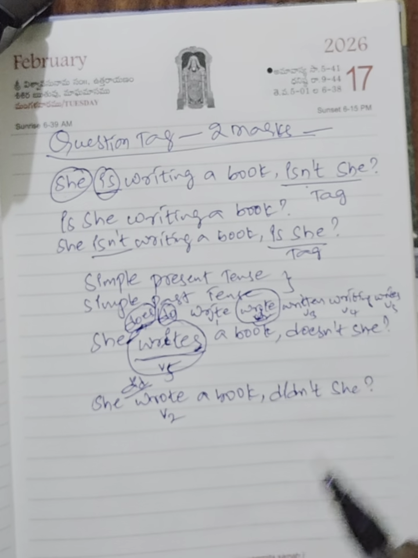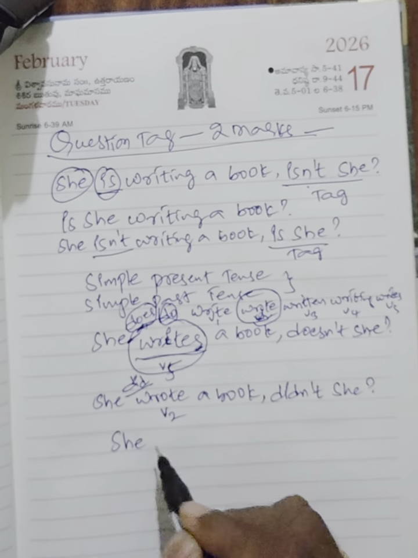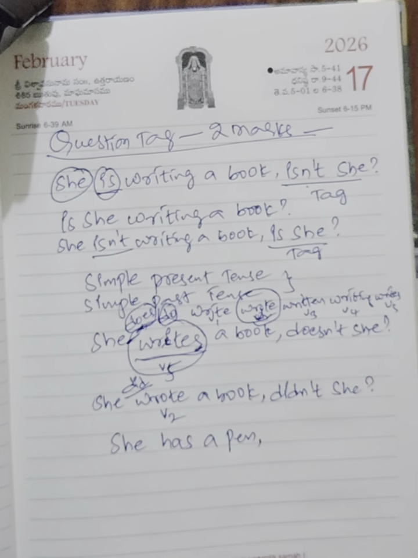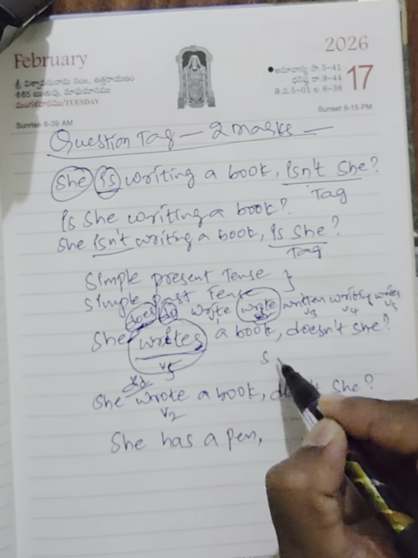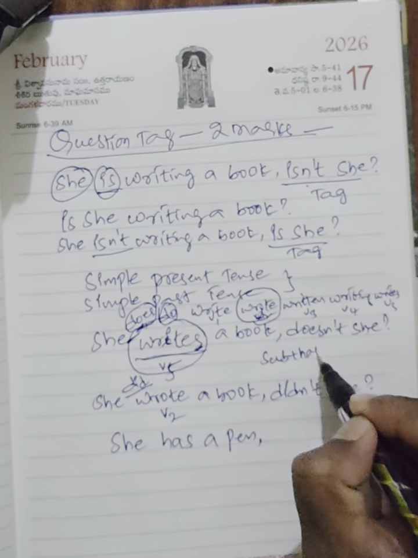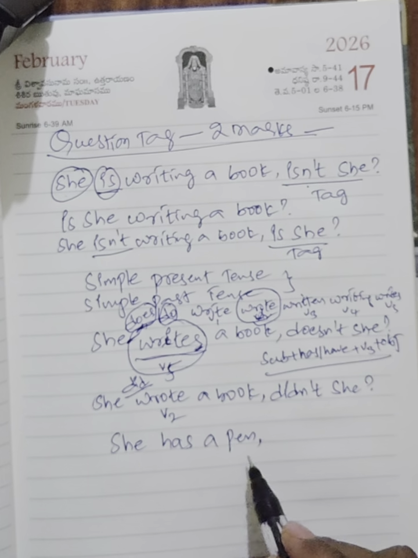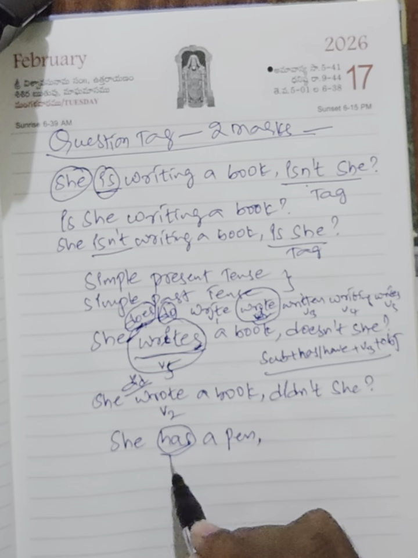They will not give a helping verb and ask you to write a question tag. And this is also a very tricky question. She has a pen. What is the question tag for this? Most of the children may confuse this sentence with the present perfect tense. The present perfect tense is subject plus has or have plus V3 and object. But here you have to look: this is not present perfect tense. This is simple present. The has is working here as possession.